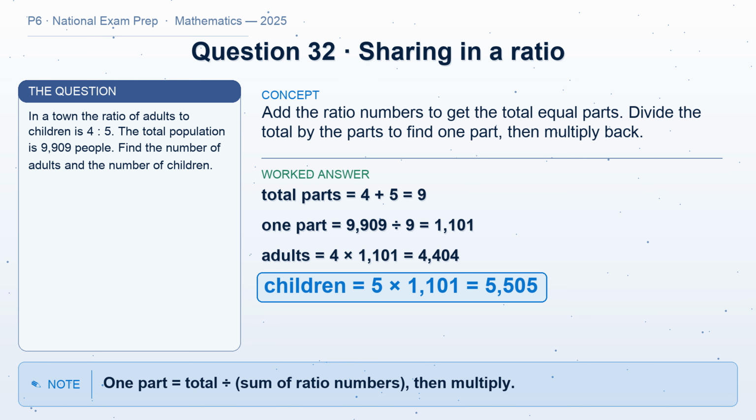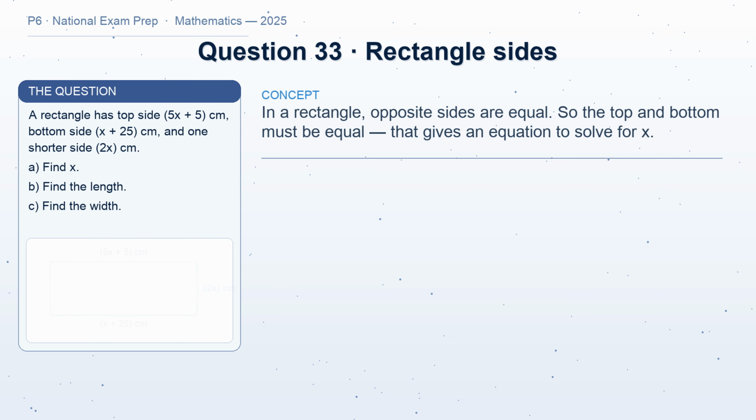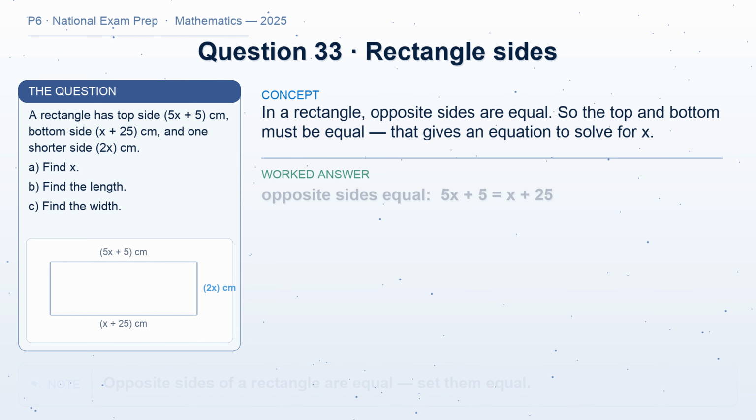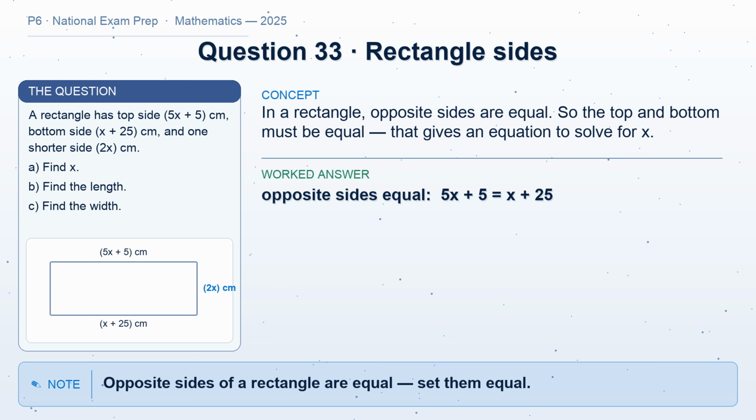Question 33. A rectangle has a top side of 5x plus 5 centimeters, a bottom side of x plus 25 centimeters, and one shorter side of 2x centimeters. Find x, then the length and the width. The key fact about a rectangle is that opposite sides are equal in length. The top and the bottom are opposite sides, so 5x plus 5 must equal x plus 25. Taking x from both sides and 5 from both sides, 4x equals 20, so x is 5.